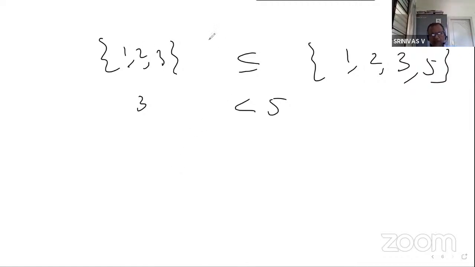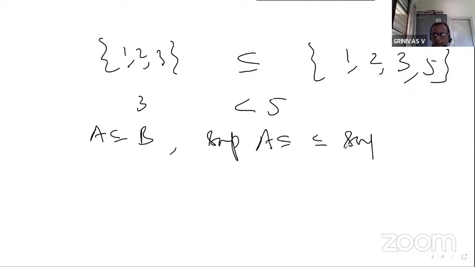Even if you take infinite sets, if A is contained in B, even if A and B are infinite, you can show that sup A will be less than or equal to sup B. This you can prove. If A is a subset of B, you can show that sup A is less than or equal to sup B.